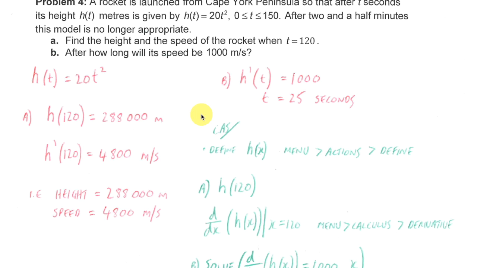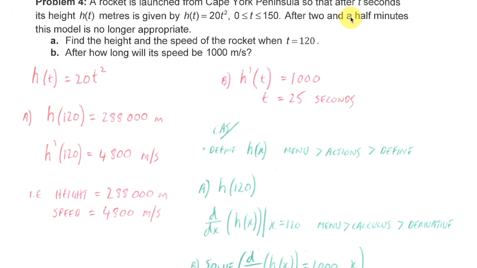Rockets. I love rockets. Do you love rockets? Problem 4 is all about rockets. A rocket is launched from Cape York Peninsula so that after t seconds, its height, h of t, is given by the function h(t) equals 20t squared, where t is between 0 and 150 seconds, i.e. after 2.5 minutes.